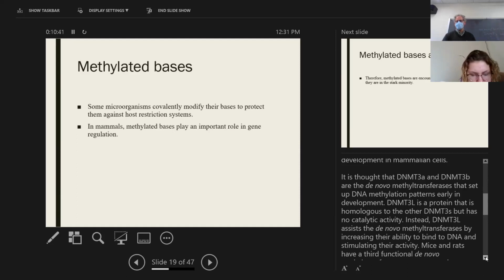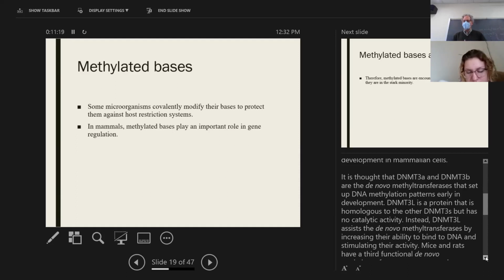De novo methyltransferases. So the A's and the B's, they seem to work during early development to establish new patterns of DNA methylation that were previously erased when the gametes were made.